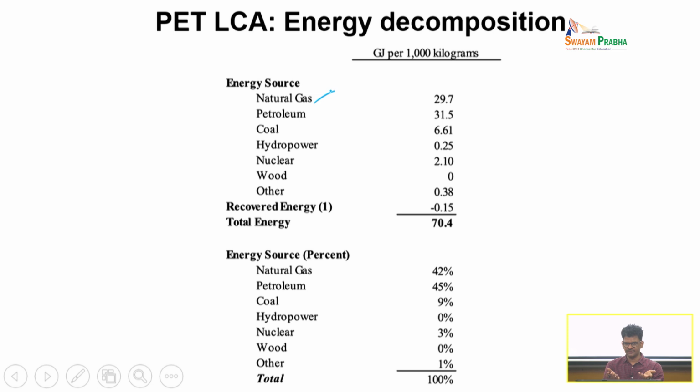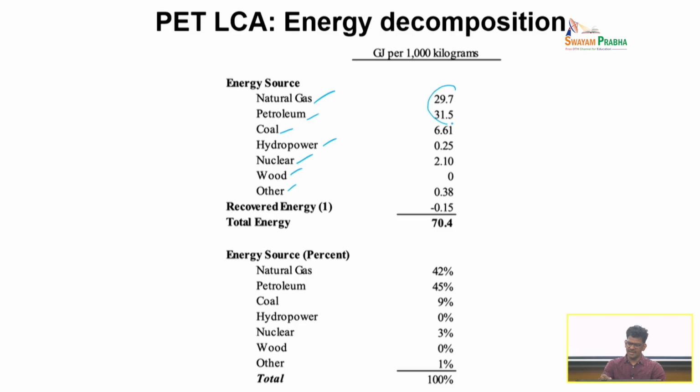Now, if you ask where this energy is obtained, the energy sources can be of various natures. You could burn natural gas itself to produce energy, or use petroleum. Coal is also used to generate electricity, and there are hydropower, nuclear, wood and others. This particular analysis is based on PET plants in the US, Canada and Mexico, looking at how these plants procure energy and what the sources are. This table is made from that.